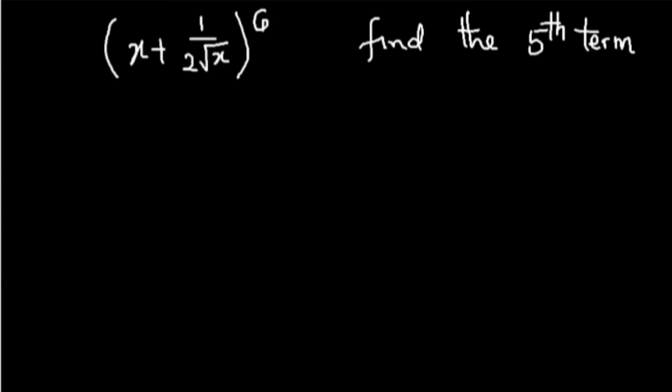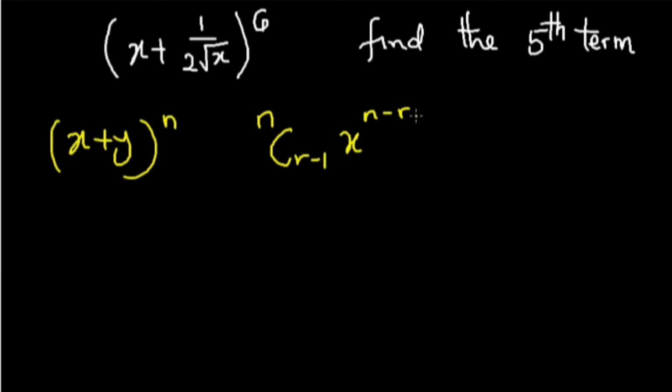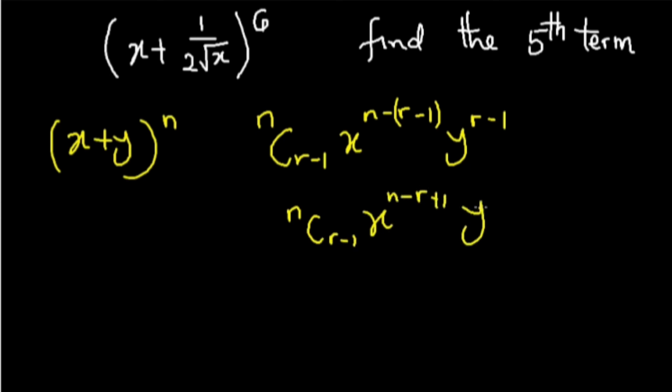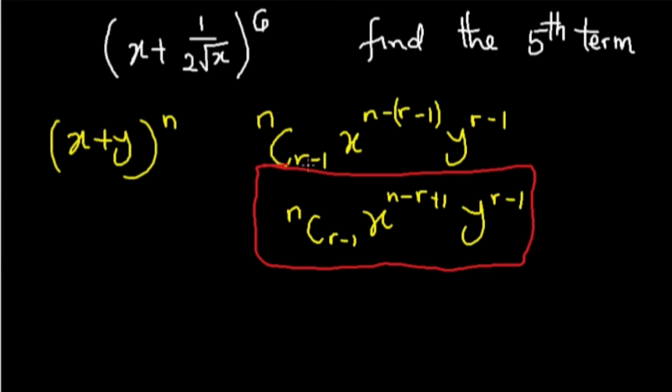Each term, suppose you have a binomial (x + y) to the power of n. Each term here is given by n combination r minus 1, x to the power n minus r plus 1, then y to the power r minus 1. So what I really need here is this formula for each term. For each term in this binomial, I will have this. That's what I need to solve any question that is related to this.